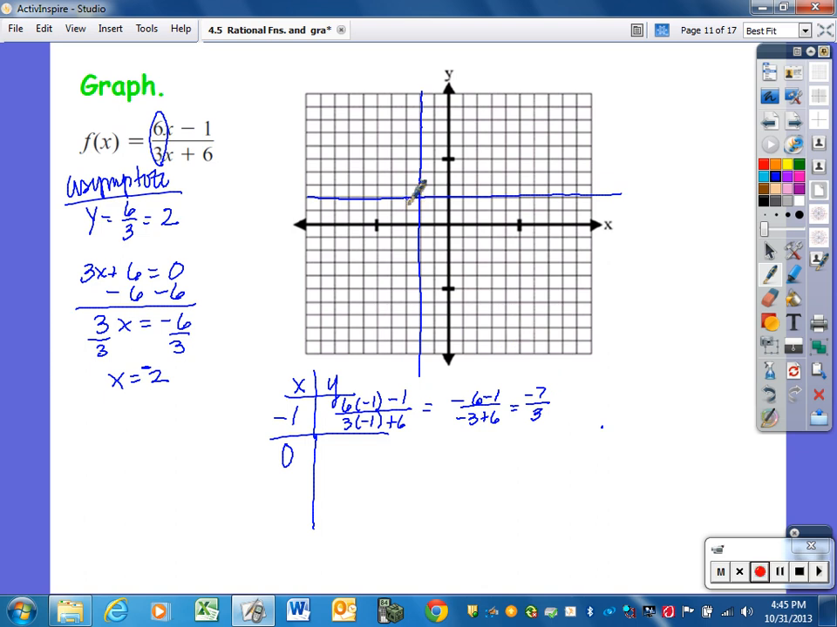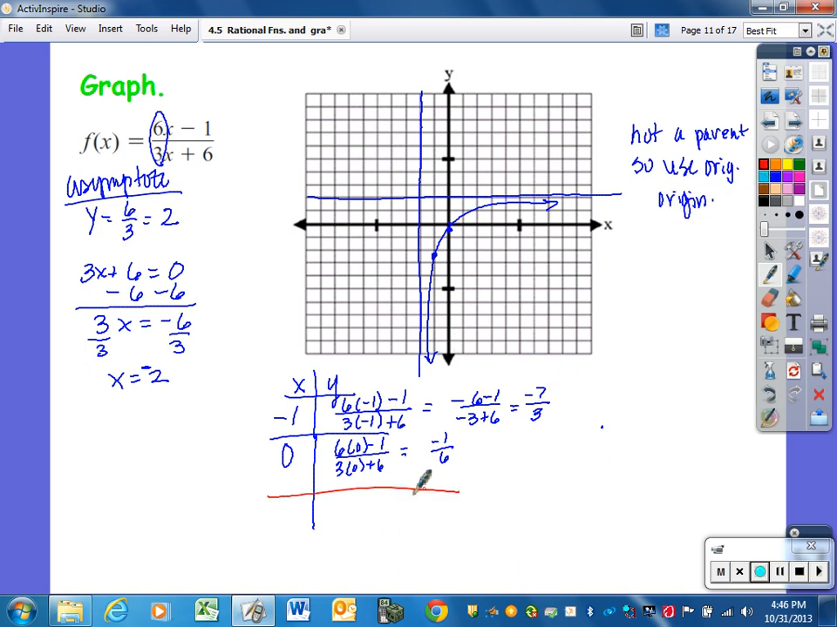So negative 1, and this is not a parent, so I have to go from my original origin, not a parent function. So use original origin. So negative 1, negative 2 and 1/3. We put in 0. 6 times 0 minus 1 over 3 times 0 plus 6. Negative 1/6. 0, negative 1/6. And then just hug through those.